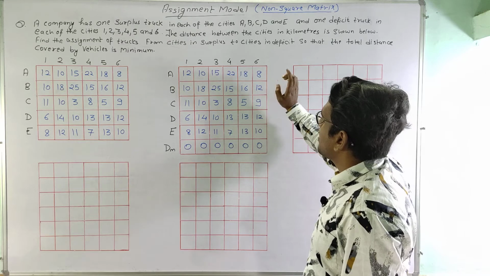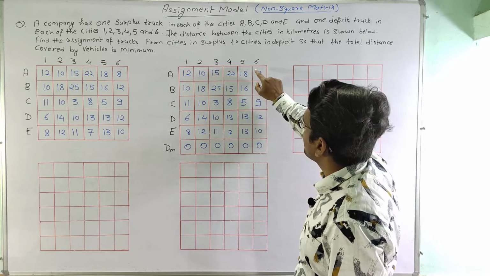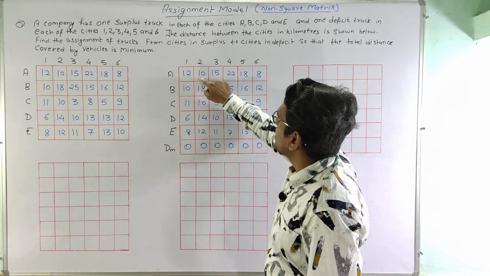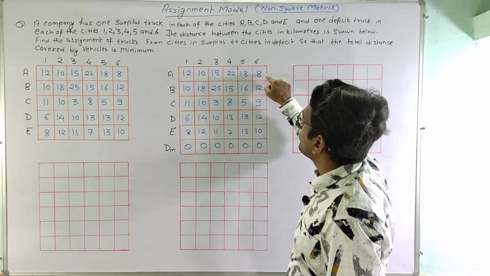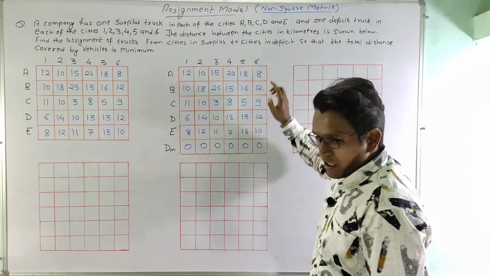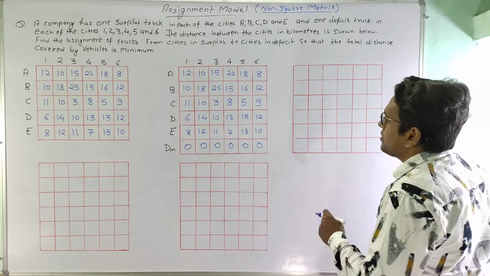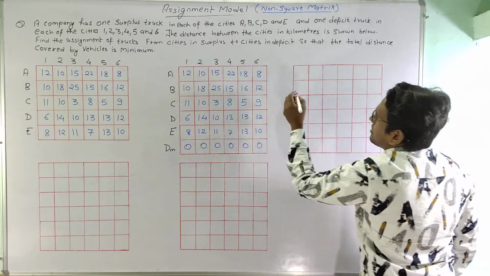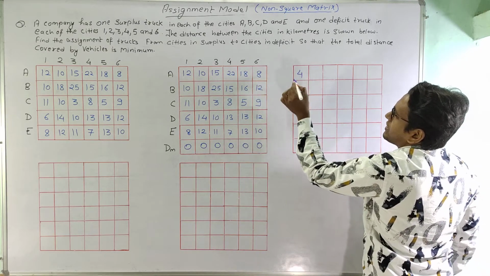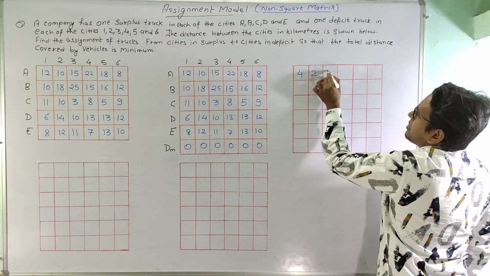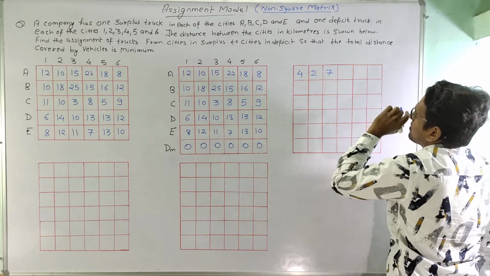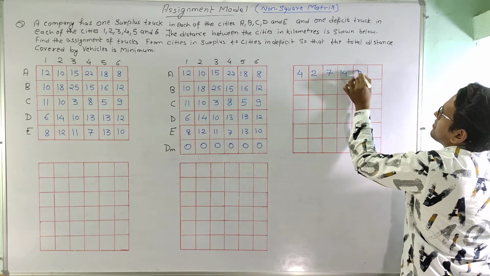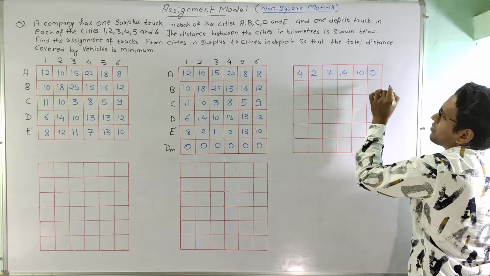That means we take the minimum value in a row; for row 1 the minimum value is 8. So each element in row 1 is subtracted by the minimum value in row 1. So let us quickly do this. The minimum value in row 1 is 8. So 12 minus 8 is 4, 10 minus 8 is 2, 15 minus 8 is 7, 22 minus 8 is 14, 18 minus 8 is 10, 8 minus 8 is 0.